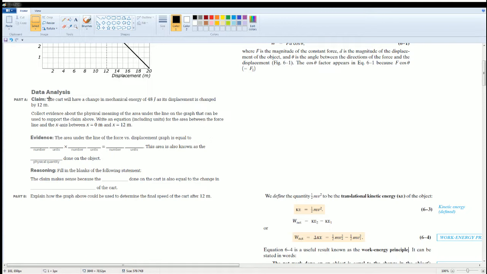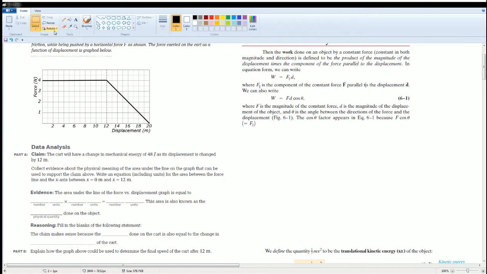Part A. You are going to use this claim to fill in this number. The area under the line of the force versus displacement graph is equal to... the force here is 4. The units for force is newtons. This is displacement, 12 meters. 4 times 12 is 48.